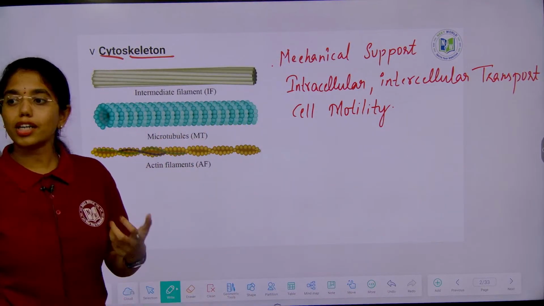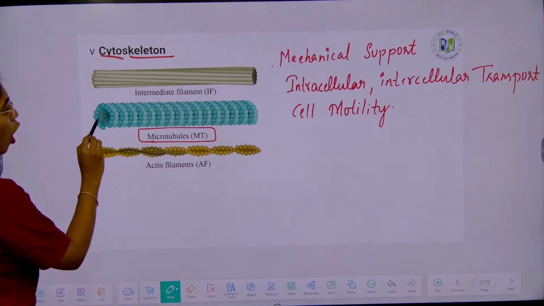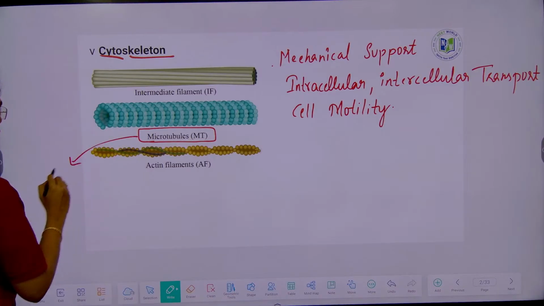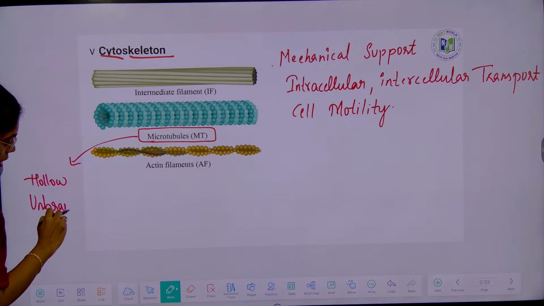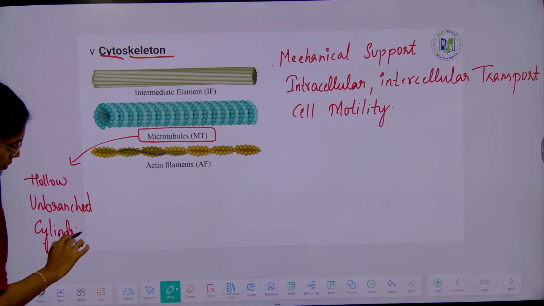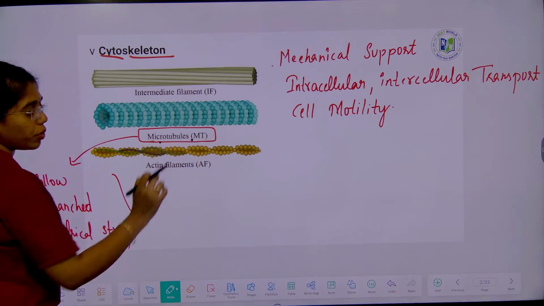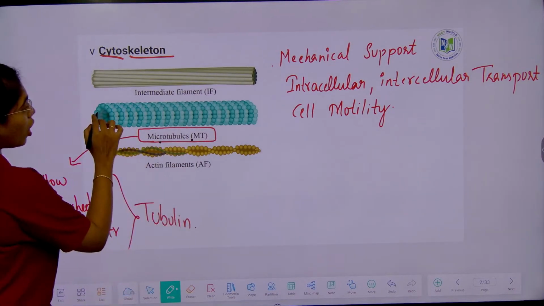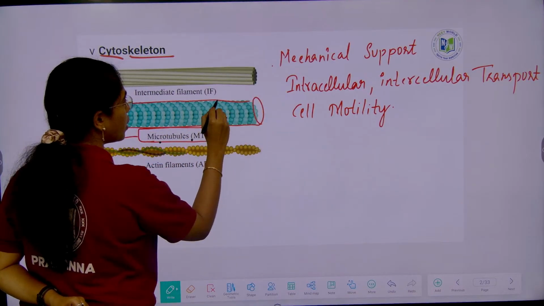First we will look at the structure of microtubules. Okay beta, structure of microtubules. Microtubules are hollow, unbranched cylindrical structures. Remember, what are they? Hollow, unbranched. Microtubules consist of what protein? Tubulin. So these are hollow cylindrical structures, right?